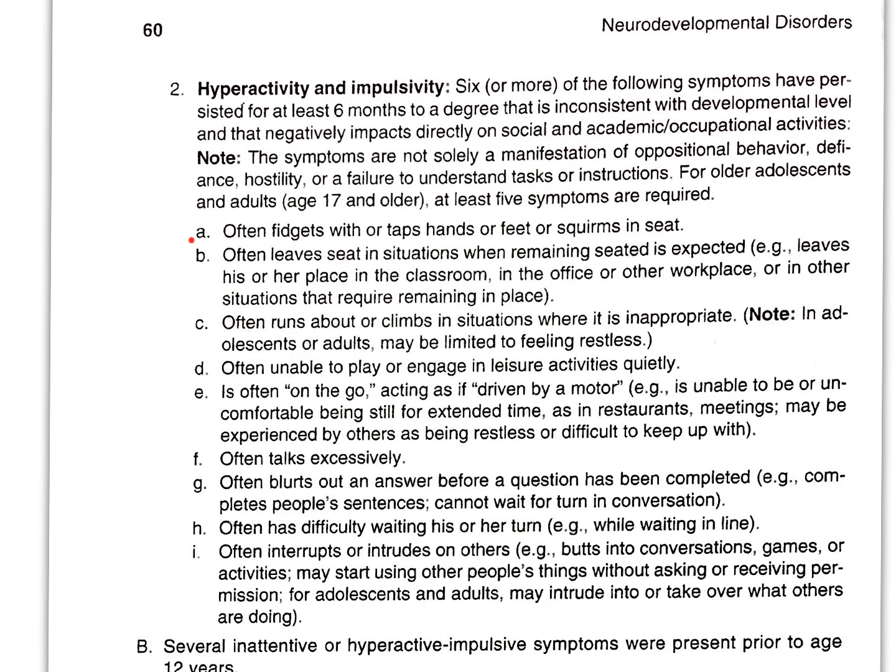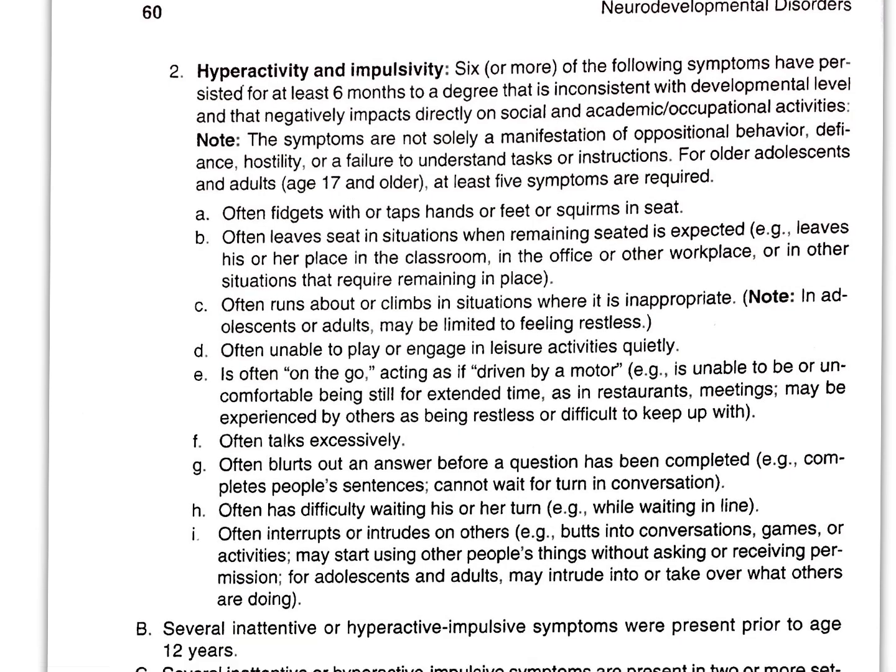A, often fidgets with or taps hands or feet or squirms in seat. B, often leaves seat in situations when remaining seated is expected. Leaves their place in the classroom or the office or the workplace, needs to move around. C, often runs about or climbs in situations where it is inappropriate. So in adolescents or adults, this may be limited to just feeling restless. D, is often unable to play or engage in leisure activities quietly. It can be a little boisterous.